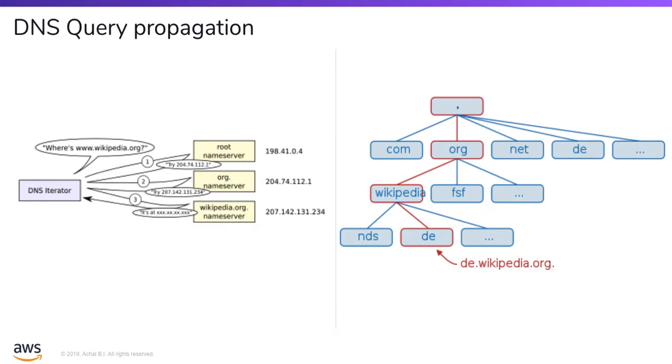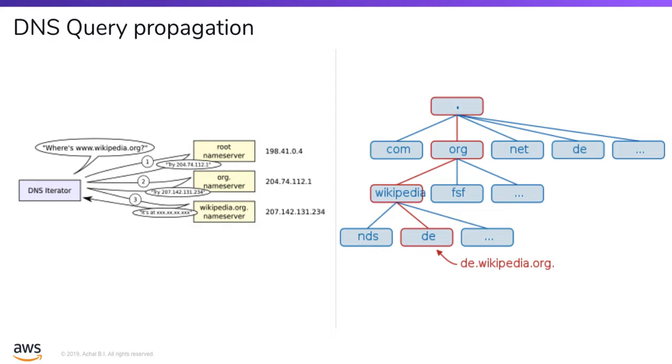This is how a DNS query propagates. In this example, we are taking www.wikipedia.org. As soon as you hit this URL in your browser, it would talk to your DNS resolver, and the DNS resolver would first check in its cache if there is any IP address associated with it. If it is not present, then it would talk to the DNS iterator. This DNS iterator would request the root name server.